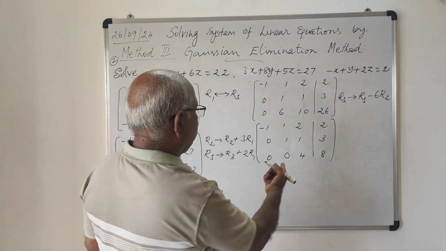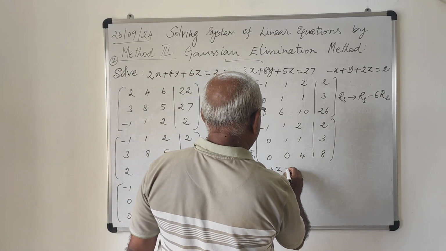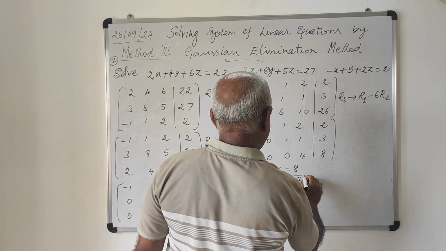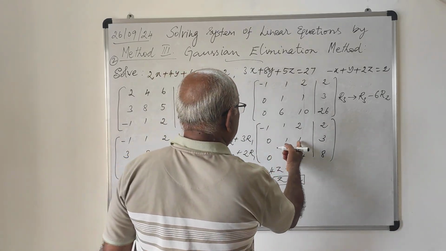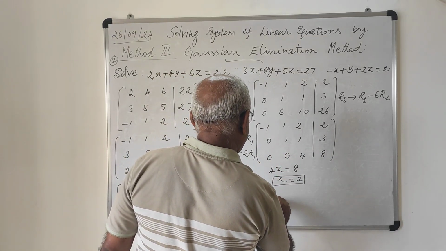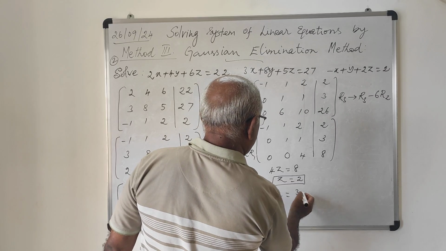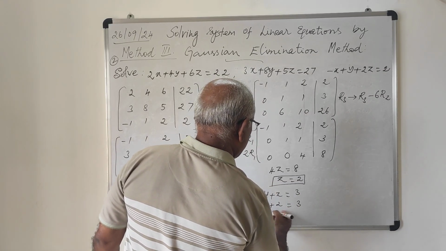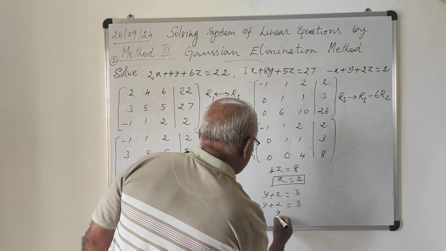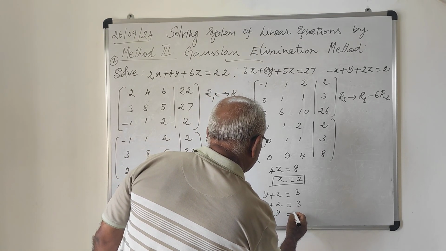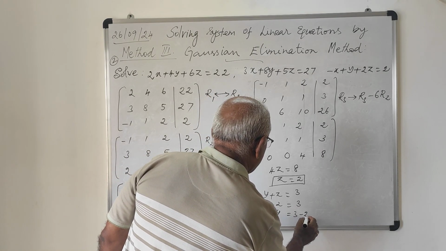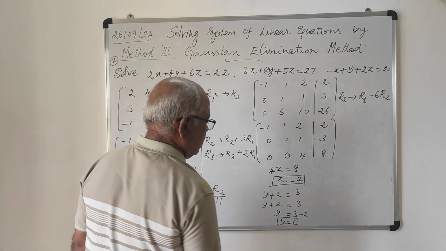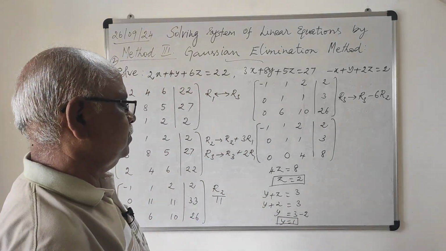Now, as usual, equating 4z equal to 8 implies z equal to 2. Similarly, y plus z equal to 3. Y you don't know, z is 2, so y plus 2 equal to 3. y equal to 3 minus 2. That is y equal to 1. Okay? Y equal to 1.